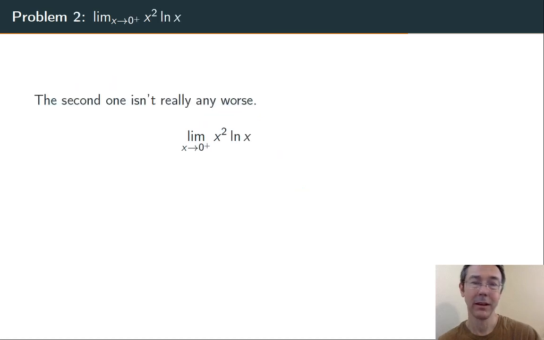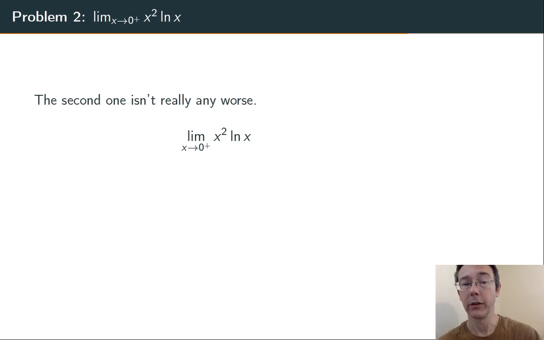Example 2. Limit as x goes to 0 from the right, x squared ln x. X going to 0 from the right because the domain of the natural log is only positive numbers. So natural log of x is going to negative infinity, and of course x squared is going to 0, so this really is a 0 times infinity form.